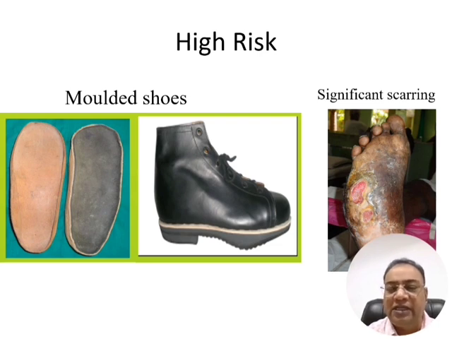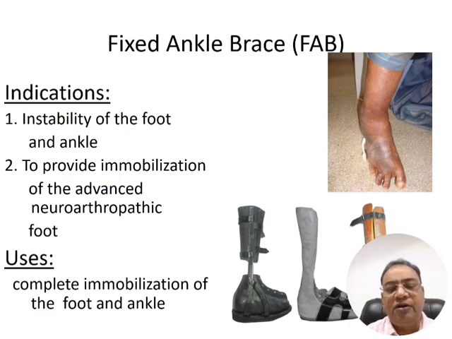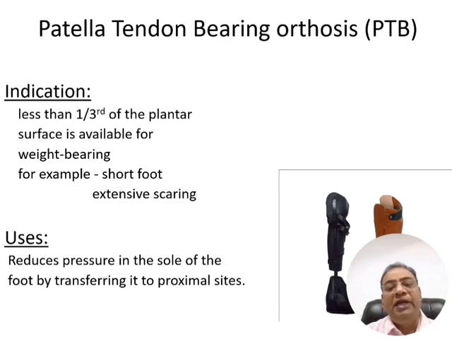In a high risk foot, just like here, where there are various deformities along with significant scarring, we go for molded insoles, and the molded insole goes into the shoe, and the foot is offloaded. There are other offloading devices where fixed ankle braces are used where the foot is unstable and severe neuropathy with deformities is there. There is another, the patellar brace, indicated when less than one third of the plantar surface is available for weight bearing, for example a shortened or forefoot amputated foot, and we need to mobilize them. Then a patellar tendon bearing orthosis can be used.